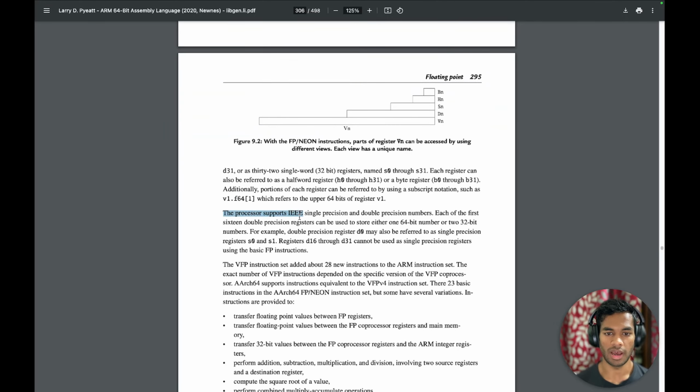The processor supports IEEE single precision and double precision numbers. Each of the first 16 double precision registers can be used to store either 1 64-bit number or 2 32-bit numbers. For example, double precision register D0 may also be referred to as single precision registers S0 and S1. Registers D16 through D31 cannot be used as single precision registers using the basic FP instructions.